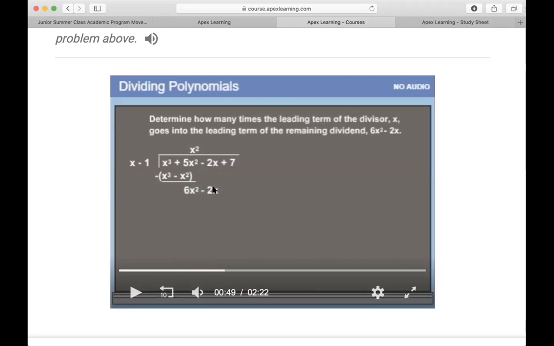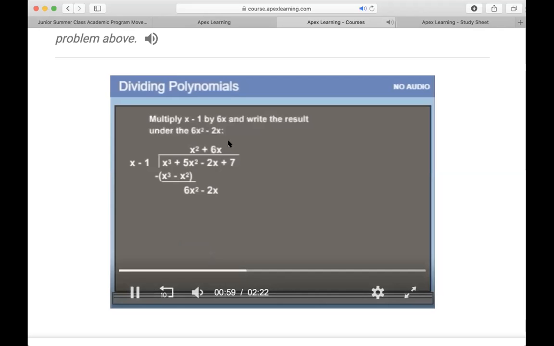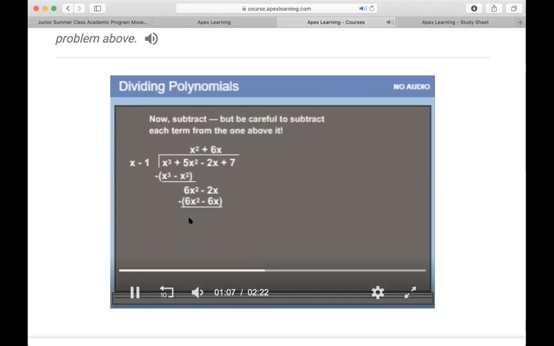So I'm looking at 6x squared minus 2x. Even though I have these 2 factors here, I'm still looking at how many times x goes into 6x squared. x goes into 6x squared 6x times, so I write plus 6x. Then I multiply 6x by that entire quantity and do my subtraction, remembering to put in parentheses the entire quantity, because I'm going to end up with negative 2x plus 6x. That gives me 4x left over.